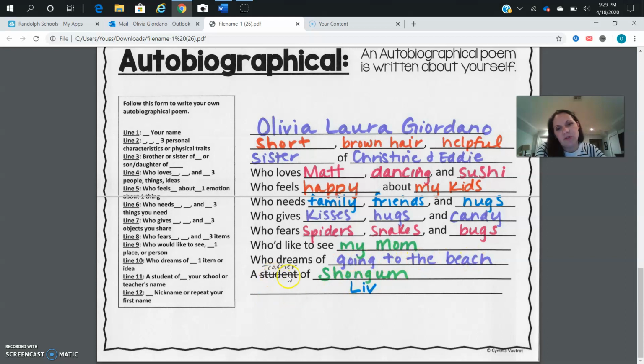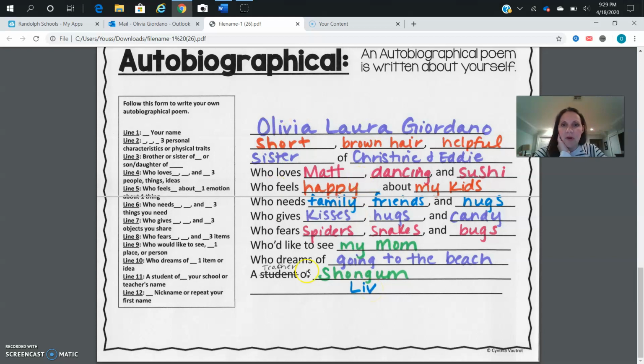And I crossed off student here, and I put teacher, a teacher of Shangam, even though a little insight that you might not know is that I went to Shangam myself. So I was a student of Shangam. And then I put my nickname, and I put Liv. All my friends call me Liv.